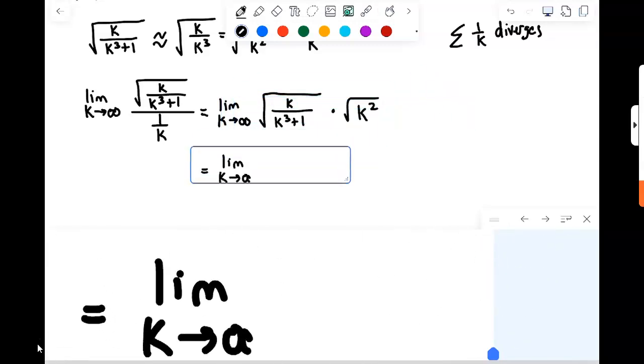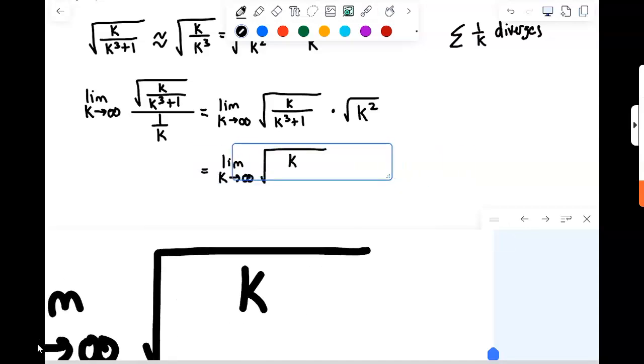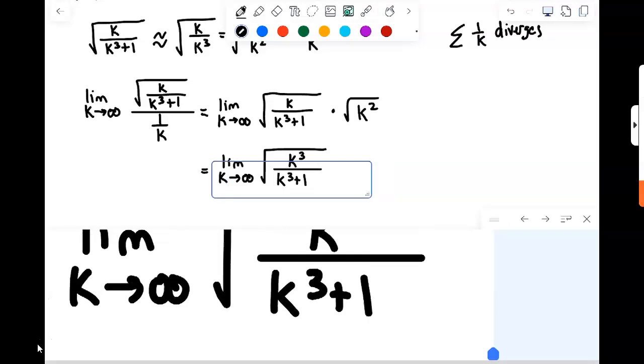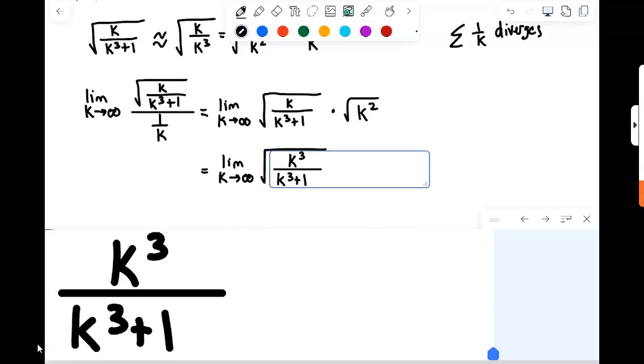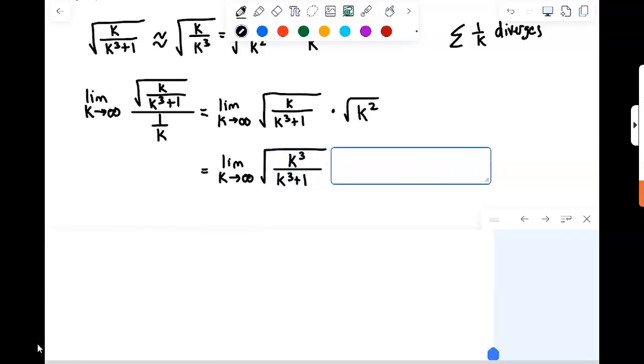And our problem would now look like this: the square root of k cubed over k cubed plus 1. And we can say to ourselves, hey, as we're going to infinity, that's really just going to be k cubed over k cubed, because the plus 1 isn't going to matter. And that'll just be the square root of 1. And so the overall limit is 1.